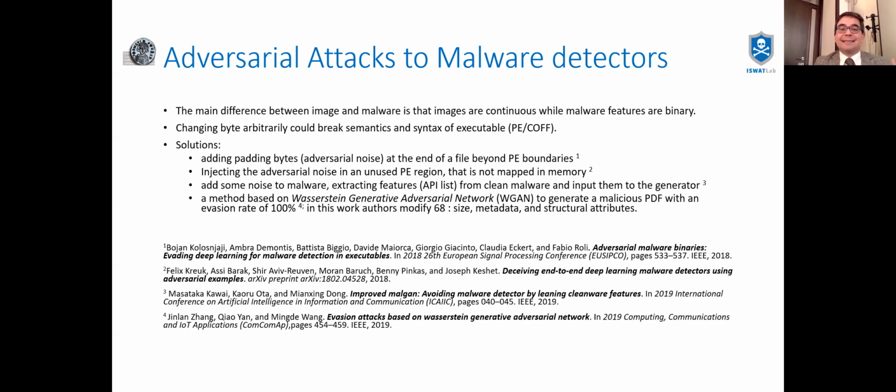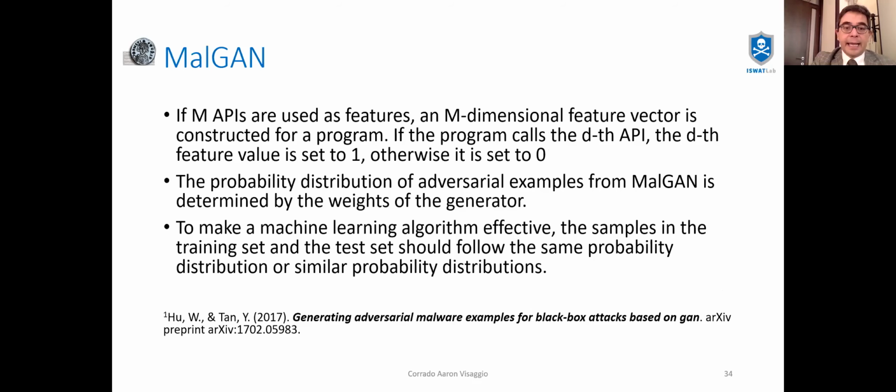Then you can add some noise to malware, extracting specific features, like, for instance, imports. But also in this case, this is a very delicate operation, because you can corrupt the working of the file. One of the main examples of a GAN applied to malware detectors is MalGAN.